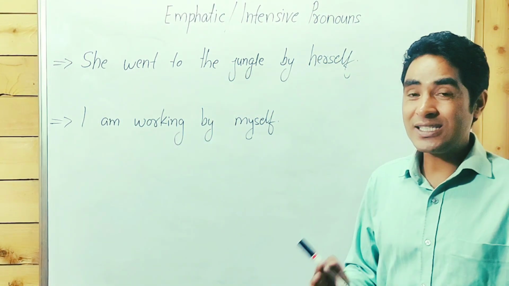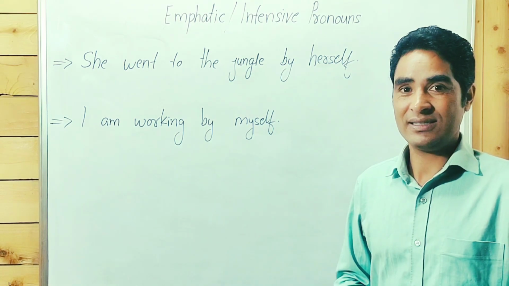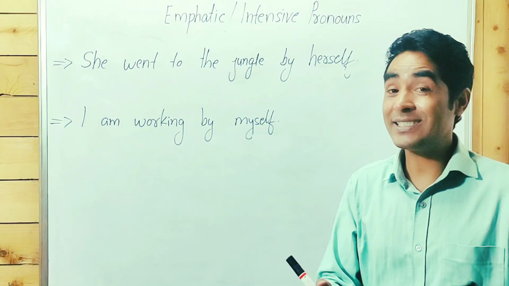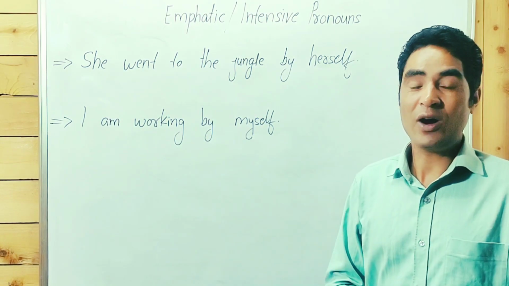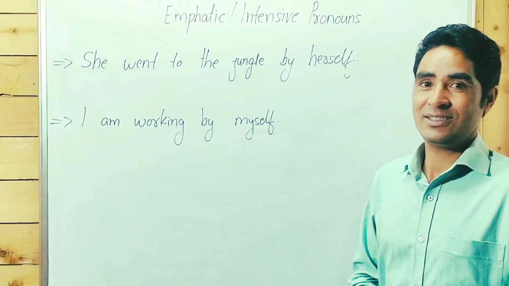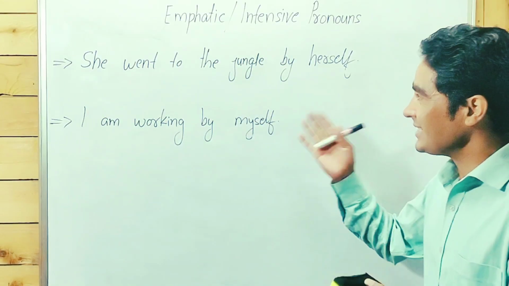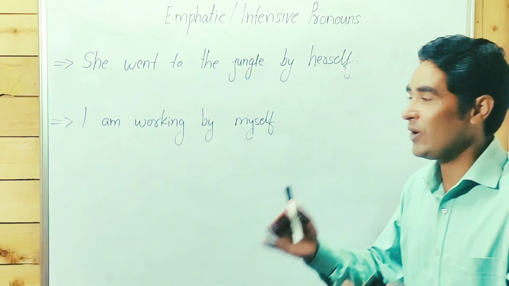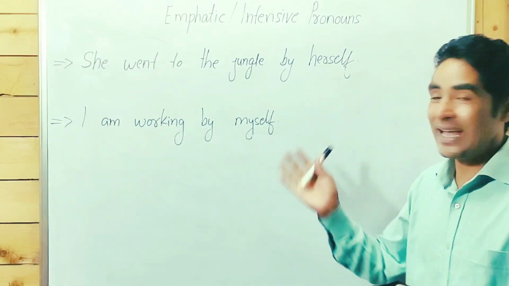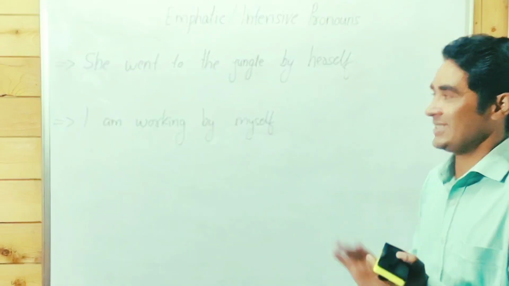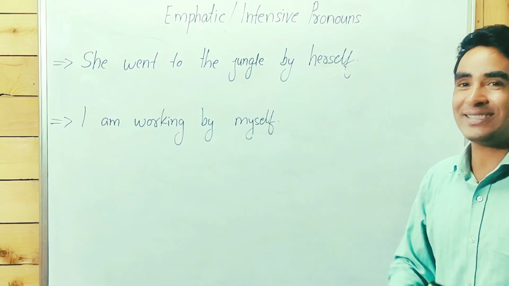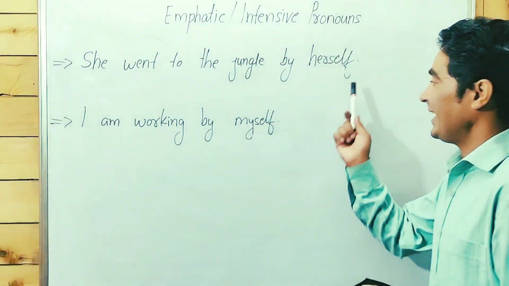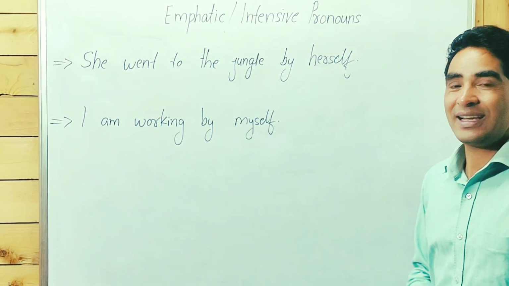Guys, you must know about active voice and passive voice. The active sentence "I eat an apple" can be changed into passive voice: "An apple is eaten by me." So try to understand the sense of this sentence. She went to the jungle by herself. What does it mean? It is not like passive voice, so don't try to do this. I am working by myself. What does it mean? And which type of pronouns are these? Intensive and reflexive?